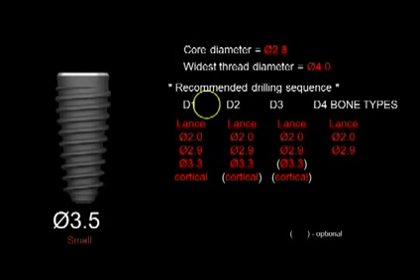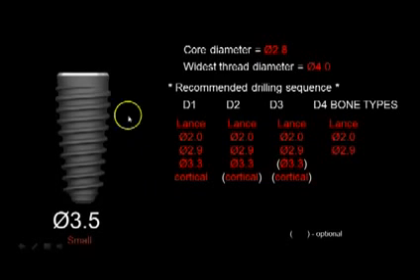Now let's go over the actual protocol for D1, D2, D3, and D4 for your different bone types, and let's start with the 3.5 implant. This one is relatively simple, and I'm only going to really focus on your D1 and D2 bone, because these two are the most critical. D1 for your 3.5 implant, you want to start with your Lance or your Linderman, either one. Go with your 2.0, 2.9, 3.3, and your cortical bone drill.